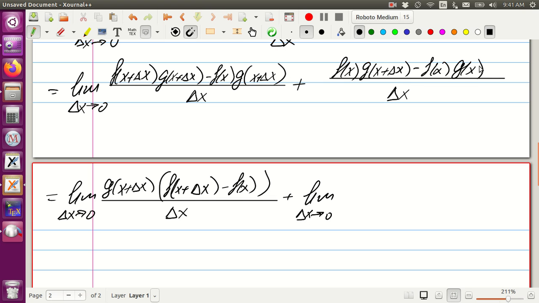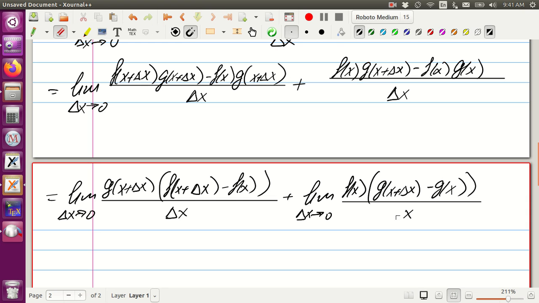What's going on in the second expression? In the second expression, you can see that f of x is a common factor. So we'll take it and put it outside, and inside we'll have g of x plus delta x minus g of x, all divided by delta x.